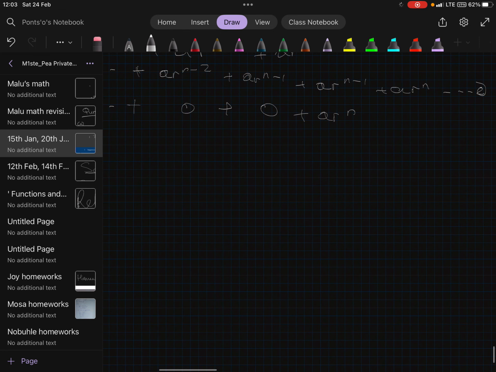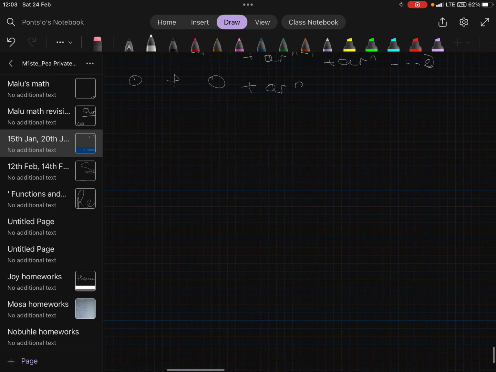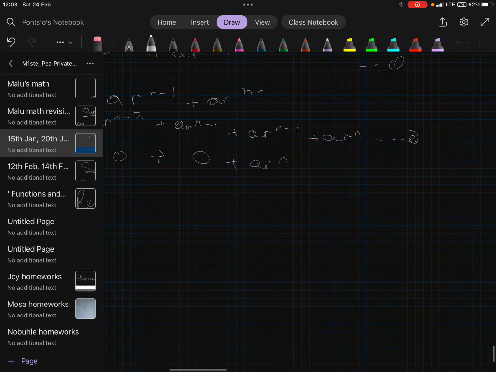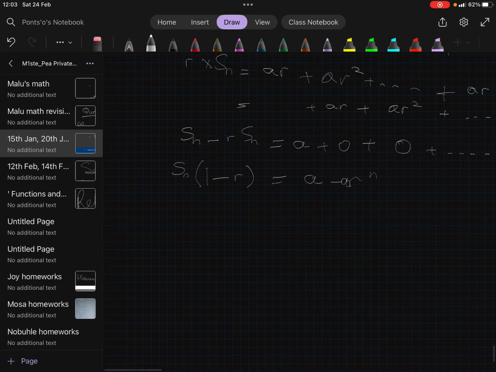So yeah, we've got A to the power, or A times R to the power n. And okay, that's supposed to be a minus there. Oh no, it's minus because it's subtracted. Yes. Okay, cool. Then we'll have the sum to the nth term equals, we take out common factor of A, and then it's A times 1 minus, what's my math?